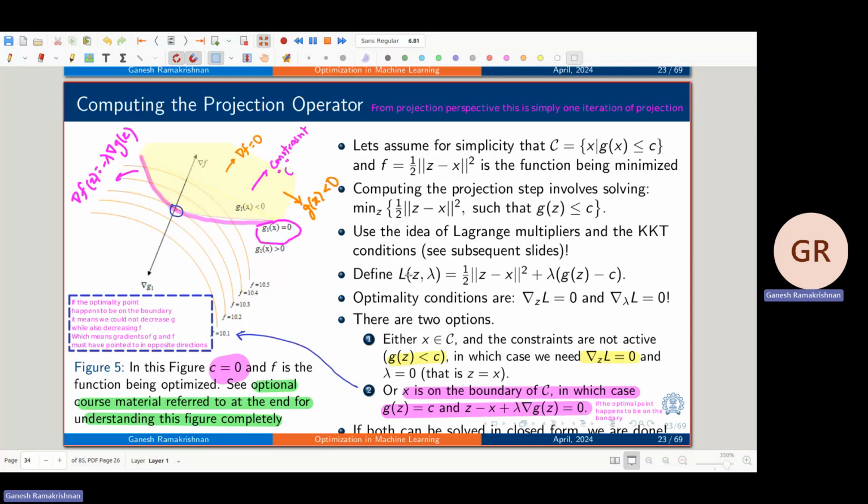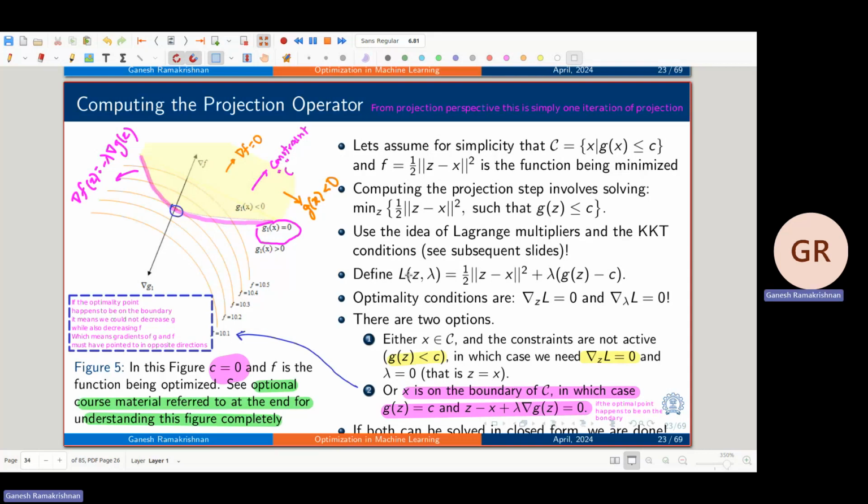Point 1 is simple. If x is within the set, in which case what happens? g(z) is less than c, and all we need is that the gradient of L with respect to z should be 0, as if the constraint did not exist. That is z equal to x. There's no projection. Projection means you're on the boundary. Otherwise, there's no projection. Status quo.